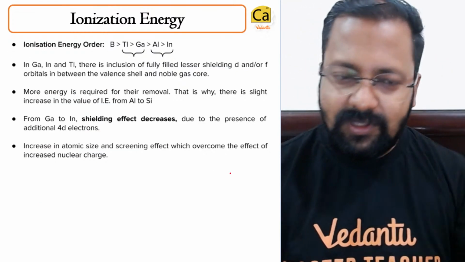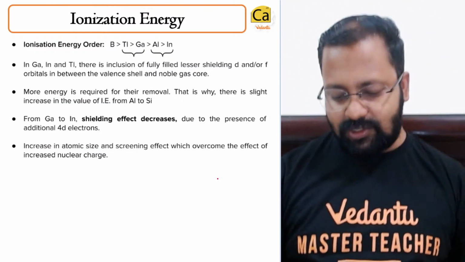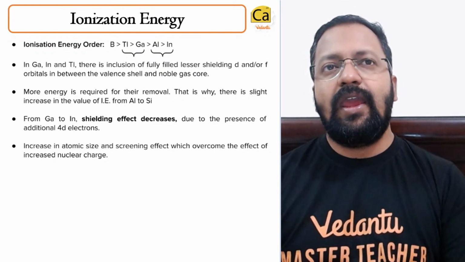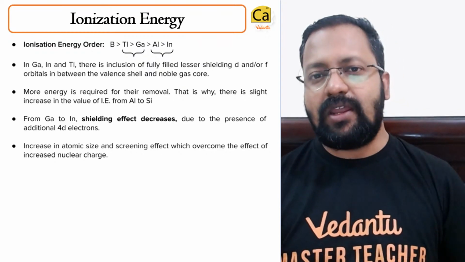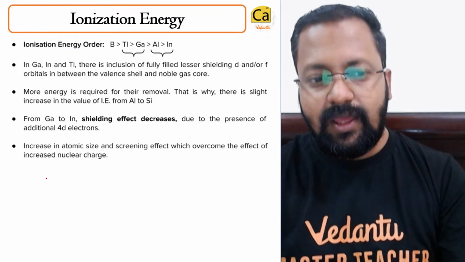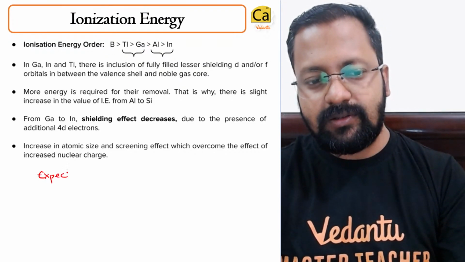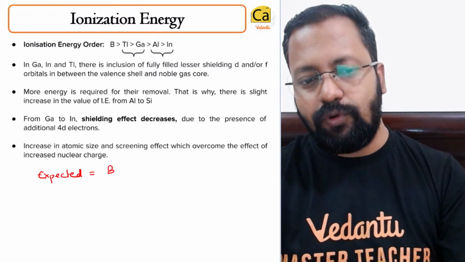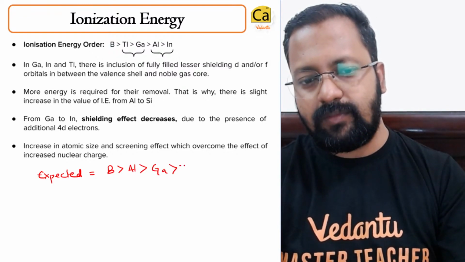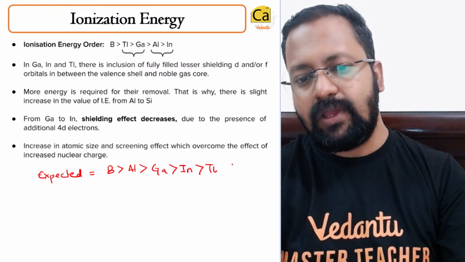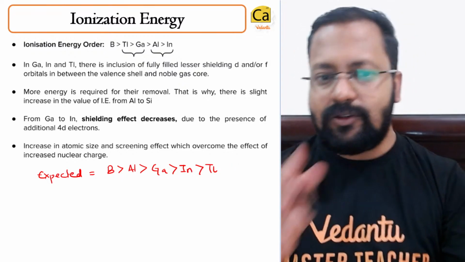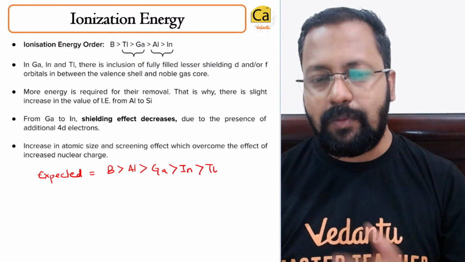Let's go further. Order of ionization energy. What would we expect to be the order of ionization energy? Ideally, the ionization energy should decrease down the group. So the expected order is: boron should be maximum, then aluminium, gallium, indium, thallium. Okay, boron should be maximum, and these should be minimum.